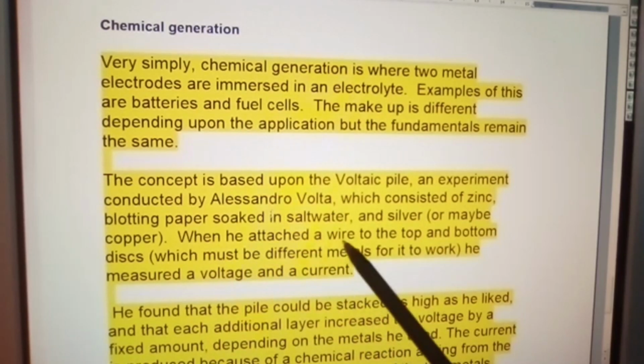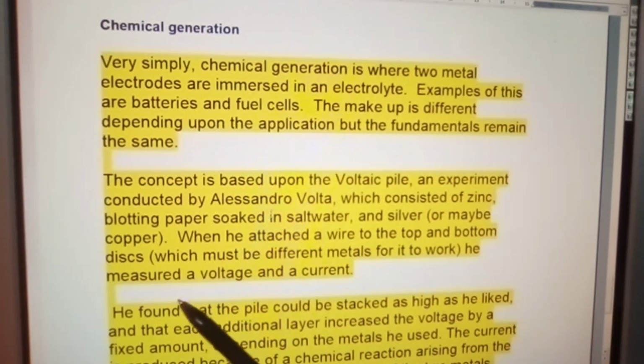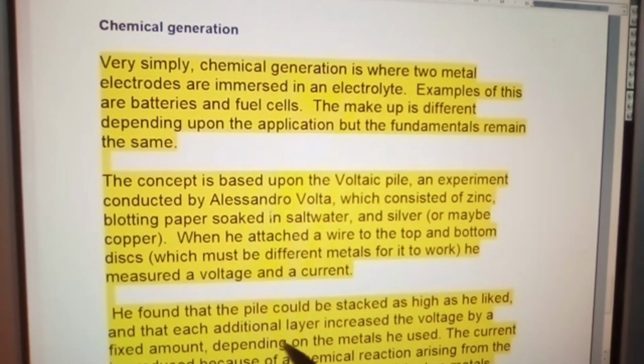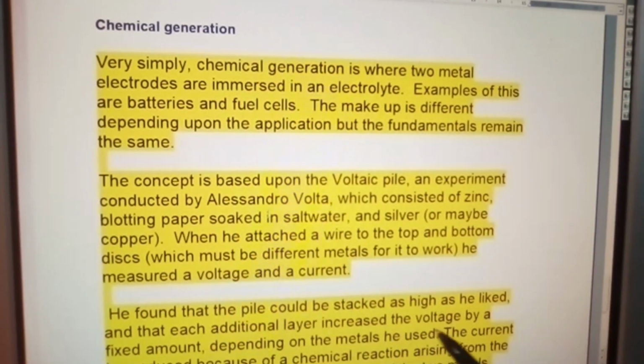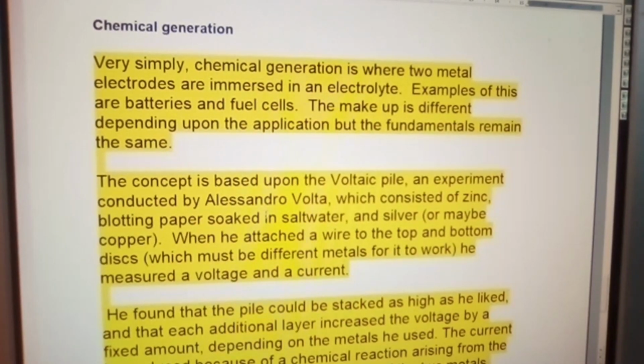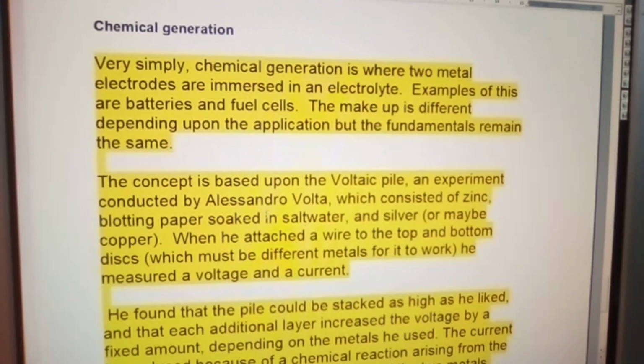When he attached a wire to the top and bottom disc, which must be different metals for it to work, he measured a voltage and a current. He found that the pile could be stacked as high as he liked, and that each additional layer increased the voltage by a fixed amount, depending on the metals he used. The current is produced because of a chemical reaction arising from the different electron attracting capabilities of the two metals.